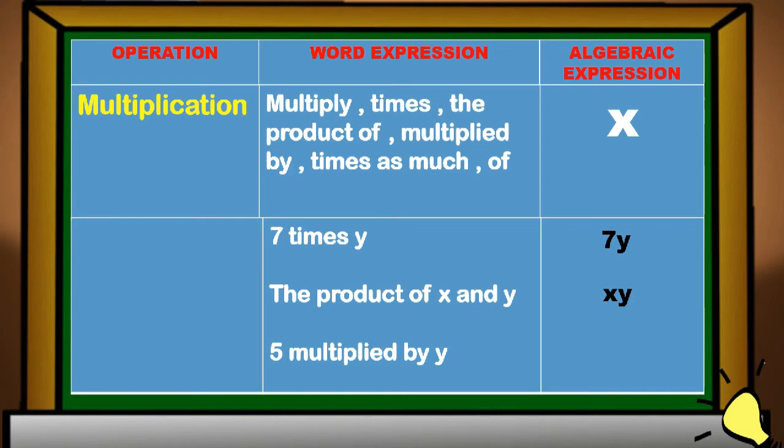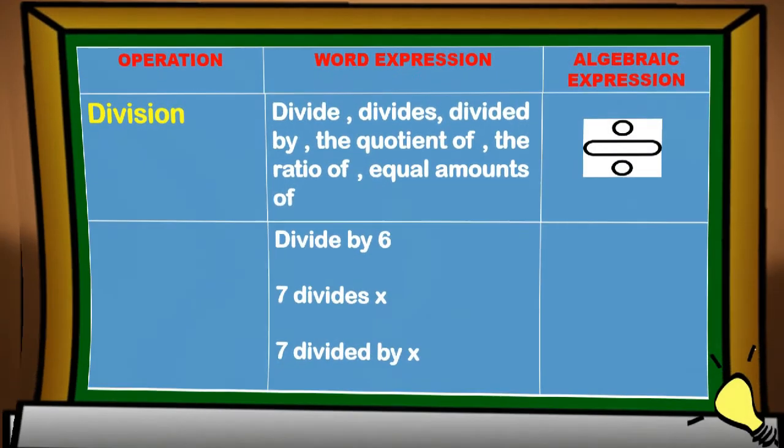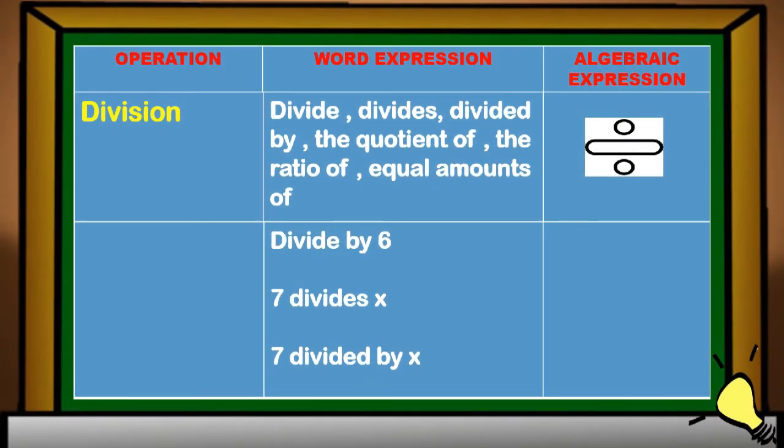And the last one, 5 multiplied by y. Your answer is 5y. So there you are, class. That is for multiplication. And for the last one, we have division. What are some of the word expression? You have here divide, divides, divided by, the quotient of, the ratio of, equal amounts of. And then you have there the sign for division.